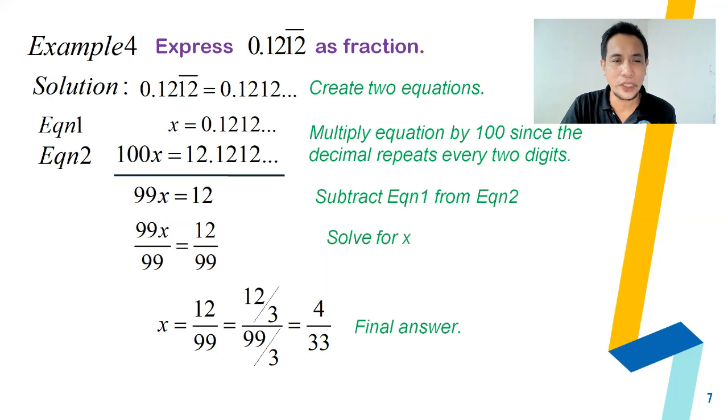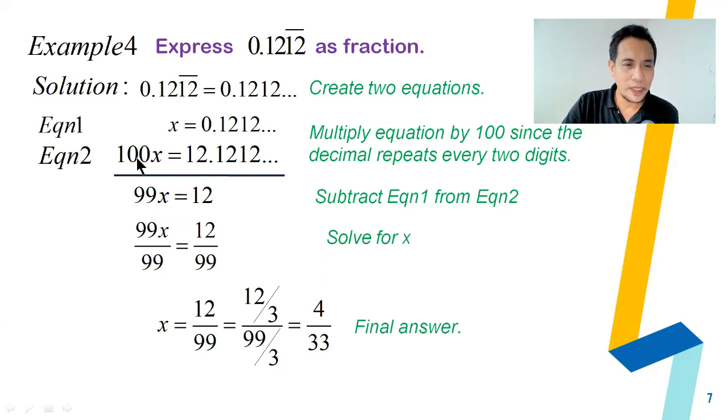Okay, if it is 1 digit, you multiply by 10. If it is 2 digits, you multiply by 100. If it is 3 digits, you multiply both sides of equation number 1 by 1000. Okay, so now next, subtract equation number 1 from equation number 2.